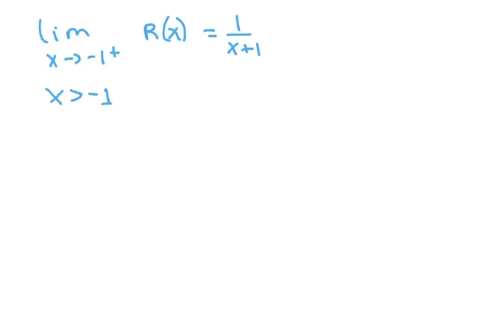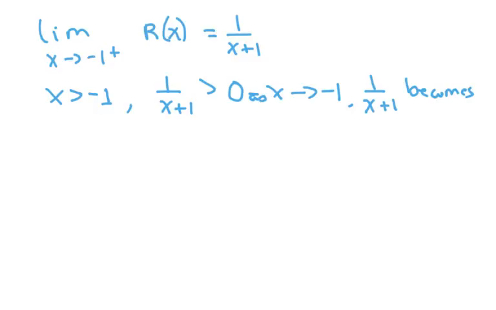Now, we're also going to take the limit as x approaches negative 1 from the right of r of x, which equals 1 over x plus 1. And basically what we're saying is, when x is bigger than negative 1, coming from the right, 1 over x plus 1 is positive as x approaches negative 1. Again, 1 over x plus 1 becomes unbounded. And so the limit equals infinity.